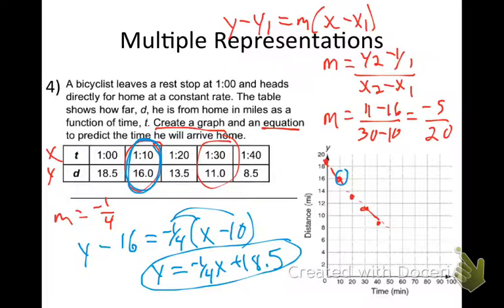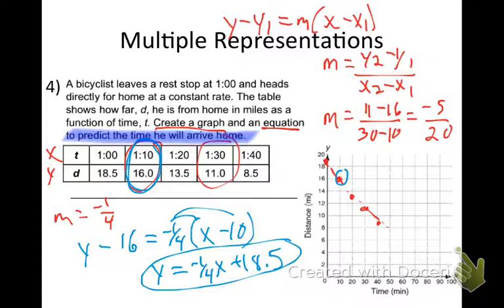Now, here comes the tough part. I got to answer that question here. It says, predict the time he will arrive home. What am I trying to find? I'm trying to find the time. So I need to plug in a distance here. At what distance are you home? We're going down. Does everybody see we're going down? He's at 0.